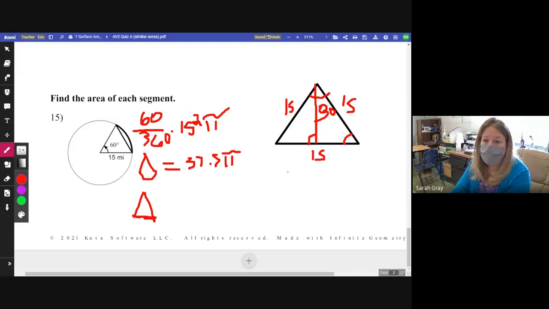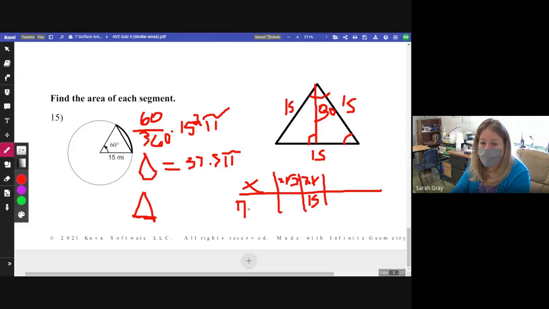x root 3, 2x. 15 is the 2x. 7.5. So this middle height is 7.5 root 3. The height is 7.5 root 3. So I'm going to take 7.5 root 3 times 15 times a half because it's a triangle. And then I'm going to subtract those two values. That's how you get the area of the segment.